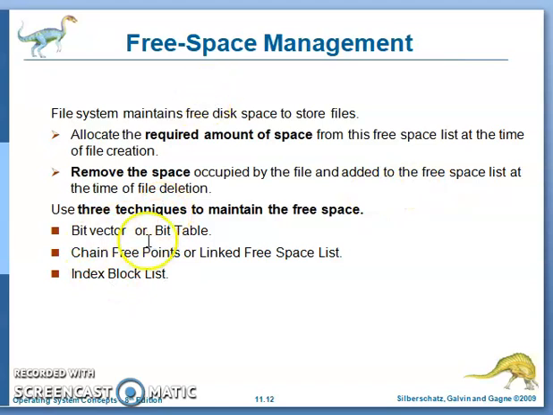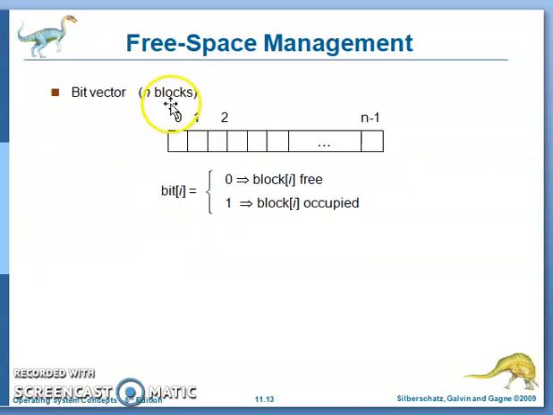And there are 3 techniques we use to maintain the free space. One is the bit vector or the bit table, and second one is the chain free pointers or linked free space list. Third one is the index block list. These are the 3 techniques to maintain the free space list. Free space list is for the files management. The first method is bit vector. This is the array of bits.